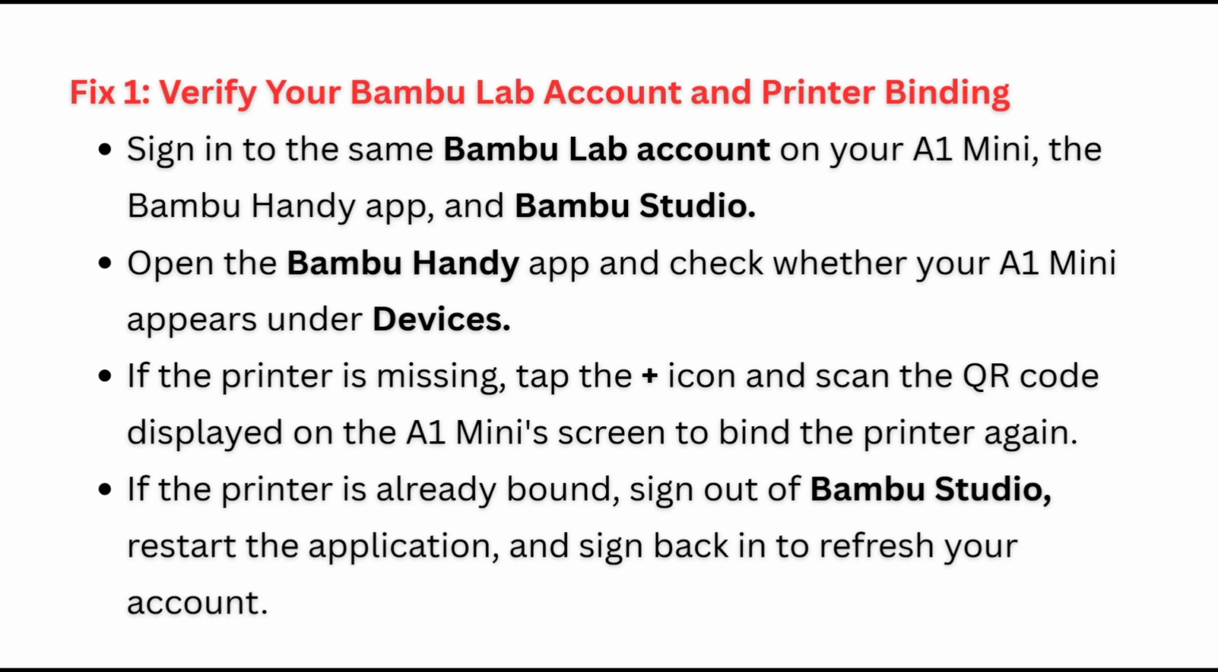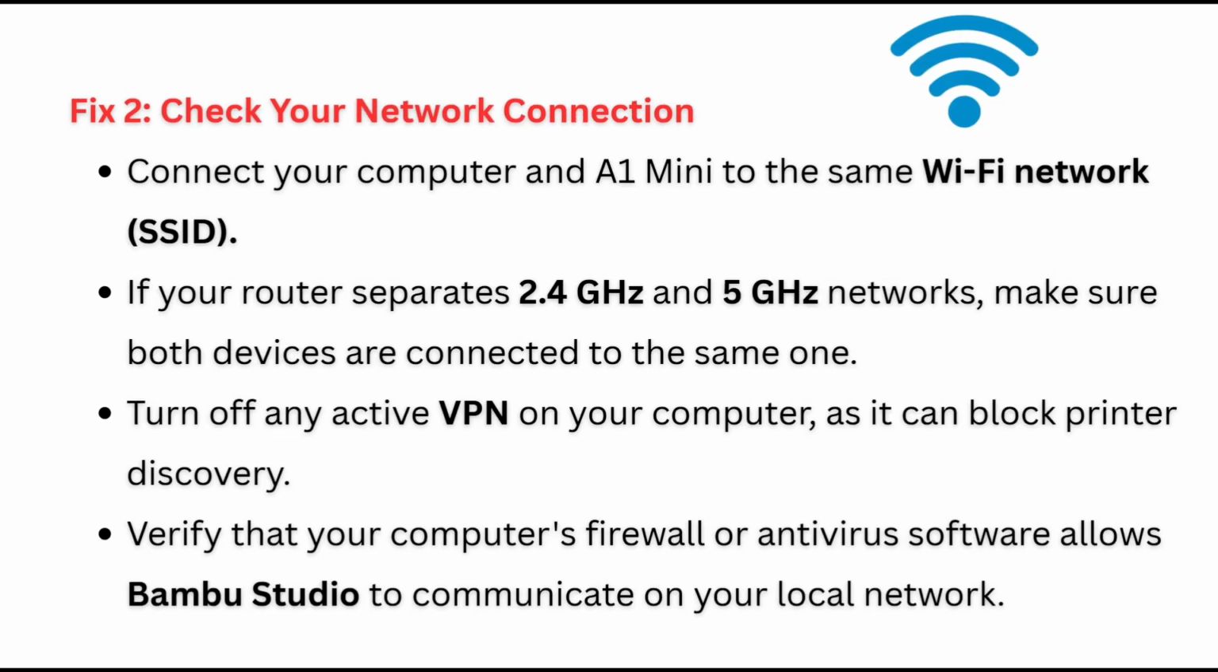Fix 1. Verify your Bambu Lab account and printer binding. Sign into the same Bambu Lab account on your A1 Mini, the Bambu Handy app and Bambu Studio. Now open the Bambu Handy app and check whether your A1 Mini appears under devices. If the printer is missing, tap the plus icon and scan the QR code displayed on the A1 Mini screen to bind the printer again. And if the printer is already bound, sign out of the Bambu Studio, restart the application and sign back in to refresh your account.